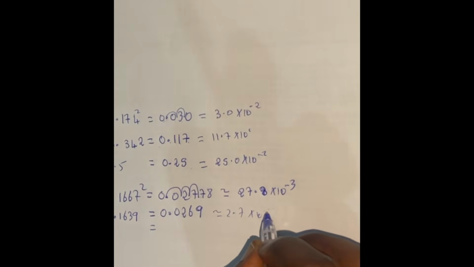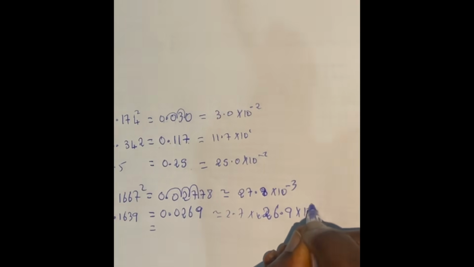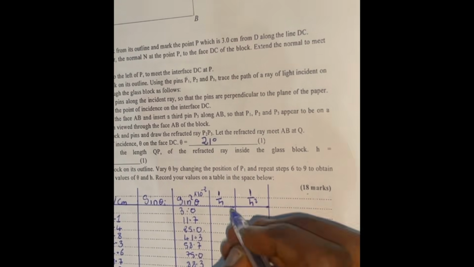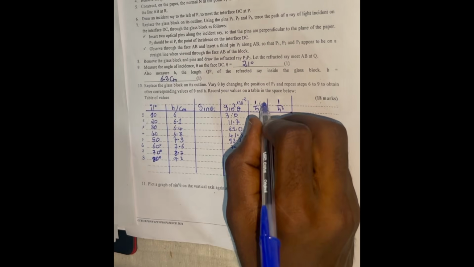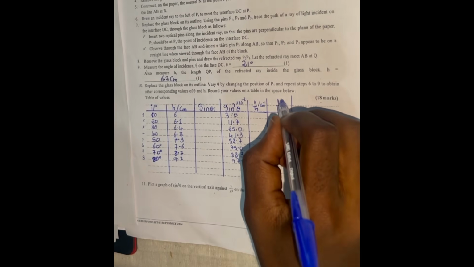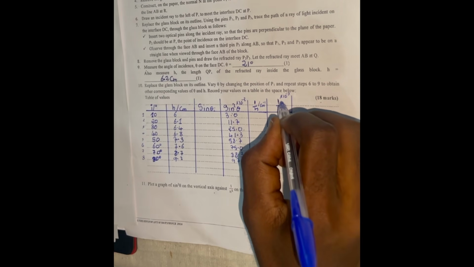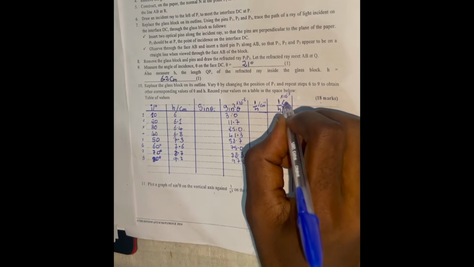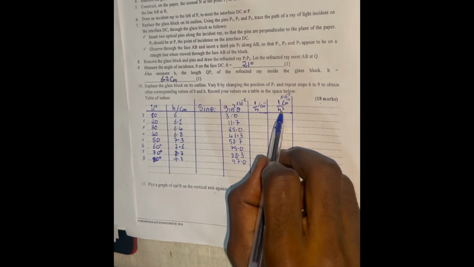Then here I will have 26.9 times 10 to the power negative 3. So it means that here, please, I forgot the unit is per centimeter. So here the unit will be, I will first of all put times 10 to the negative 3 per square centimeters, because we are squaring here.